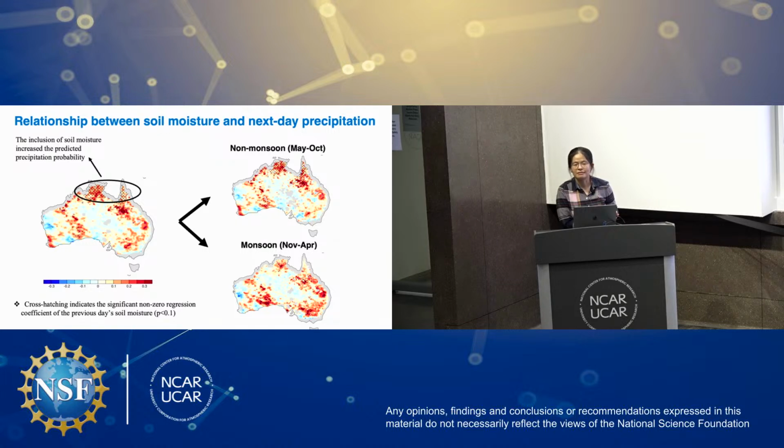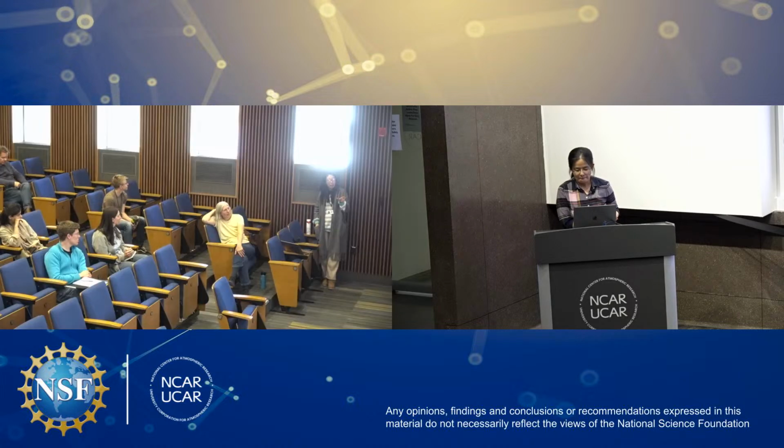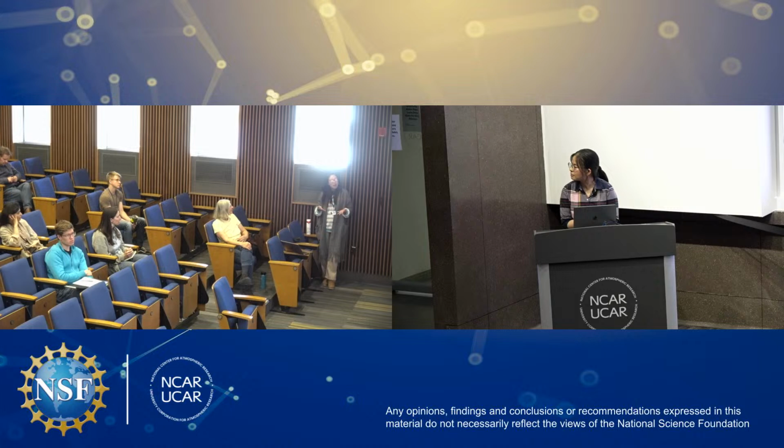In addition to the local response between soil moisture and precipitation, we also know that soil moisture has a relatively long memory, which can last for a few weeks or even a few months. There has been some literature about subseasonal to seasonal predictability of precipitation from soil moisture. Have you thought about extending to a subseasonal time scale to look at the relationship?